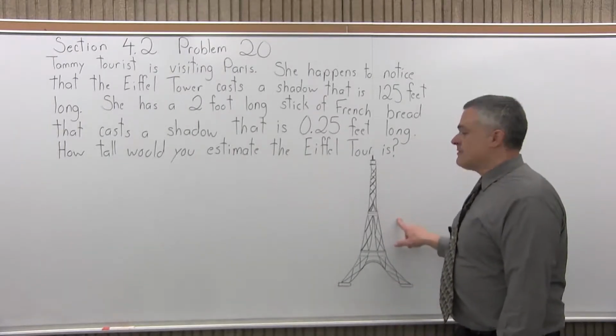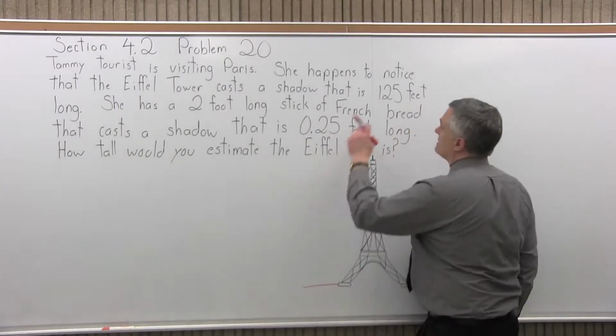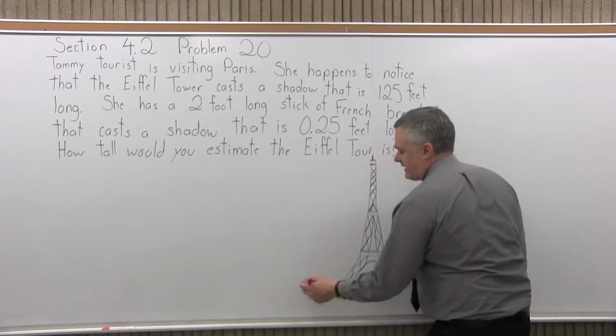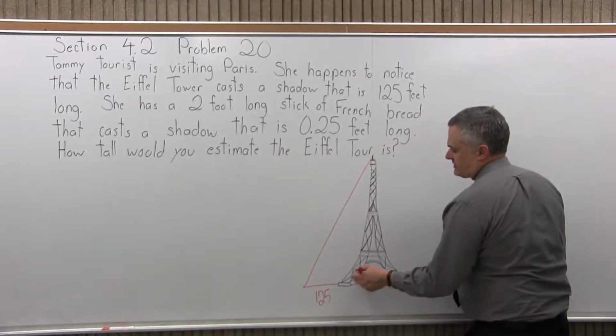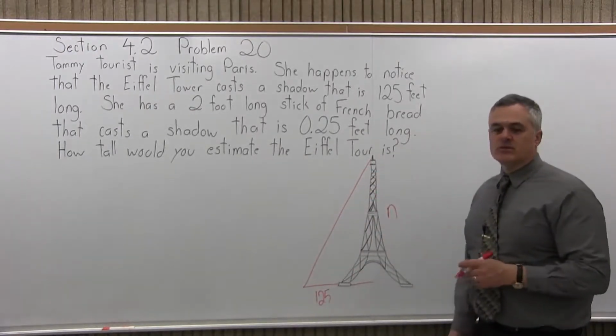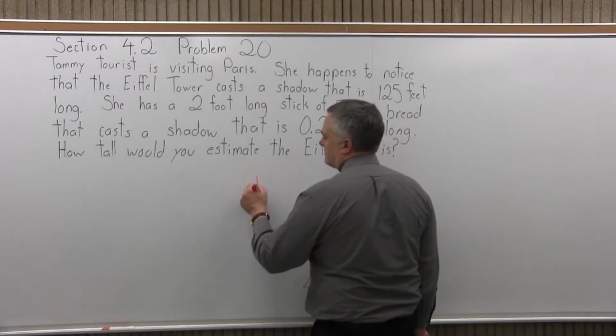So there's a picture of the Eiffel Tower drawn right into the question. It casts a shadow, and it says that the shadow is 125 feet long. And that can be the base of the triangle. And you figure it would go to the center or the bottom if you really want to do a nice job. The height is unknown, so we can call that n. We have a stick of French bread that we know is 2 feet long. So a lot of times it looks something like that.